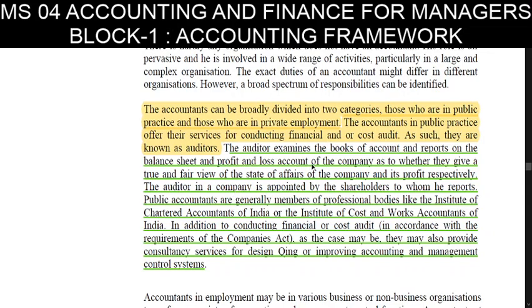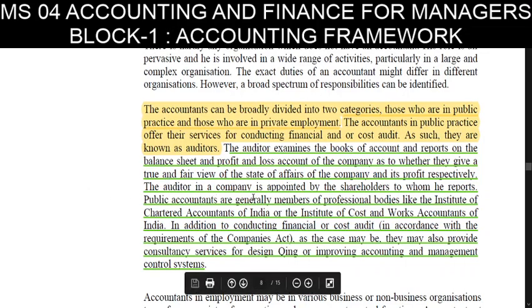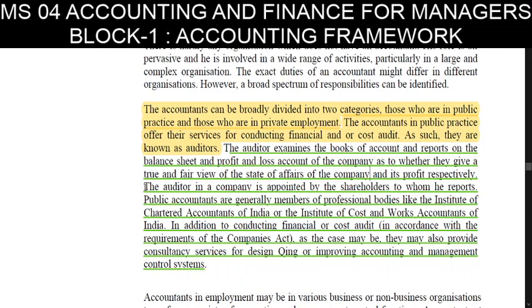The auditor examines the books of account and reports on the balance sheet and profit and loss account of the company as to whether they give a true and fair view. Note this, true and fair view of the state of affairs of the company, and its profit also. The auditor in a company is appointed by the shareholders to whom he reports. This is very, very important. This happens in almost all companies, including the public sector undertakings also.